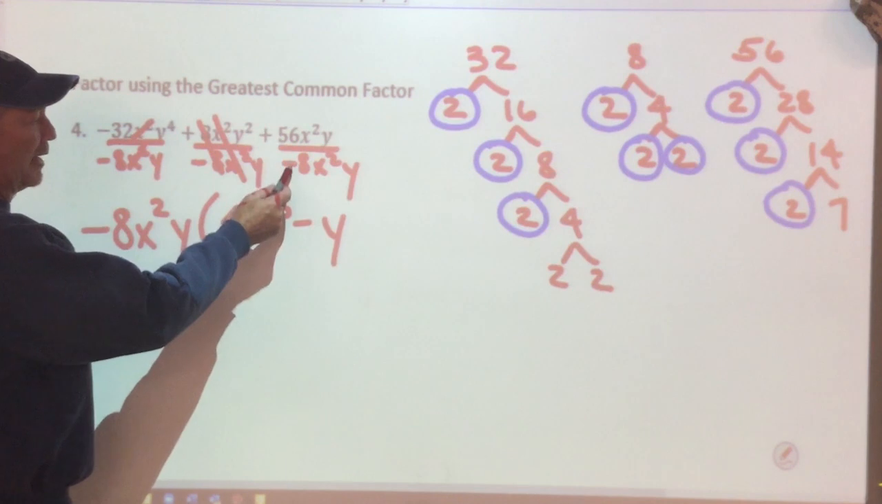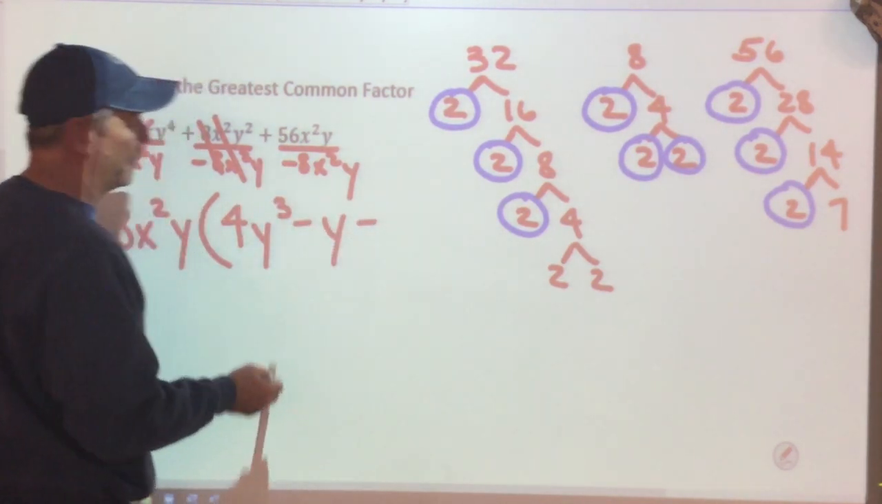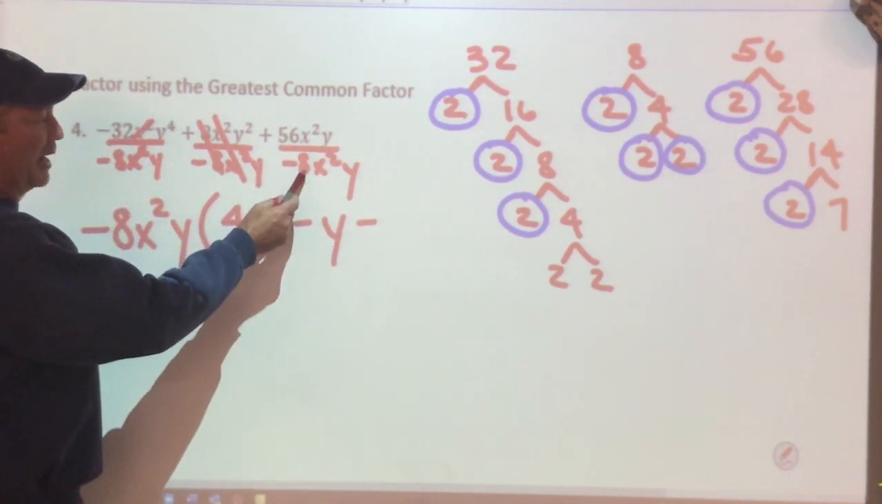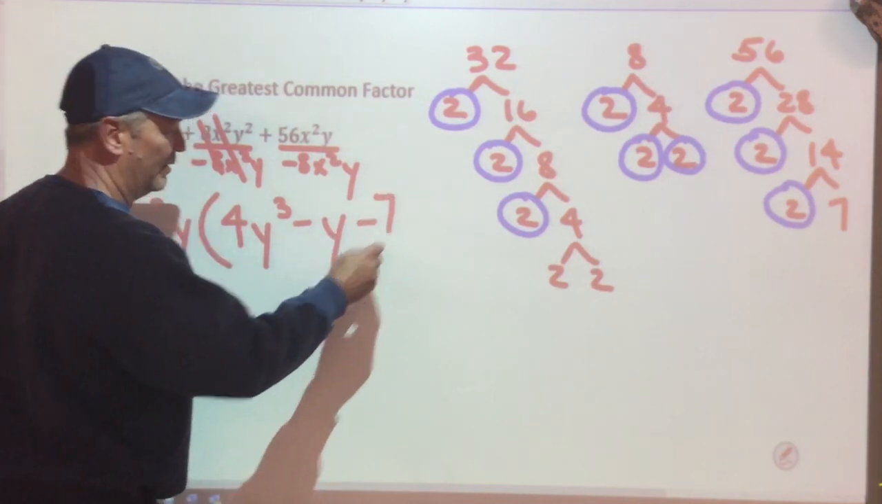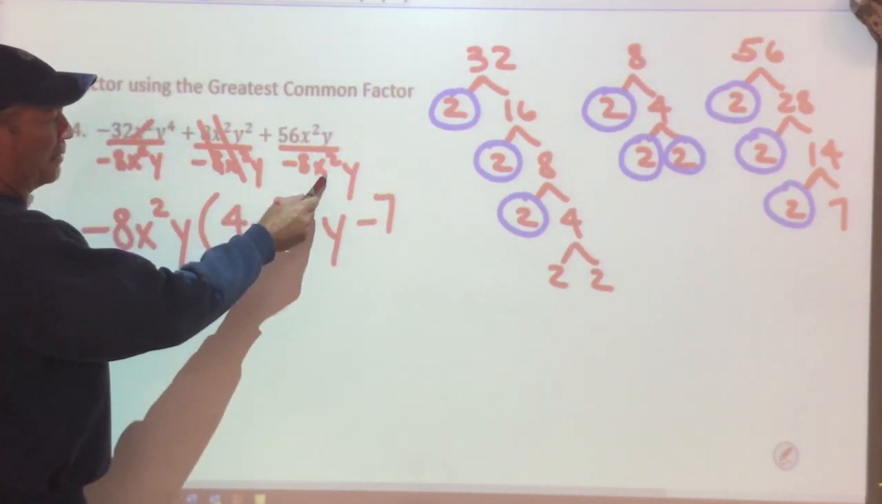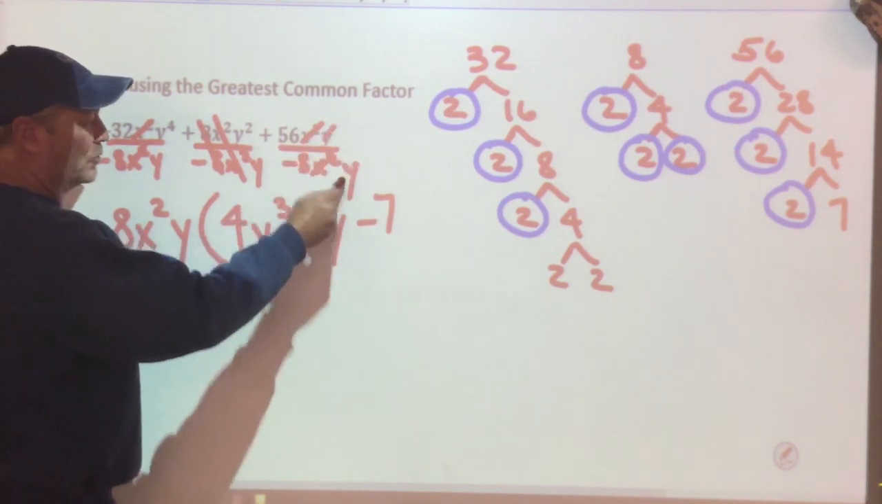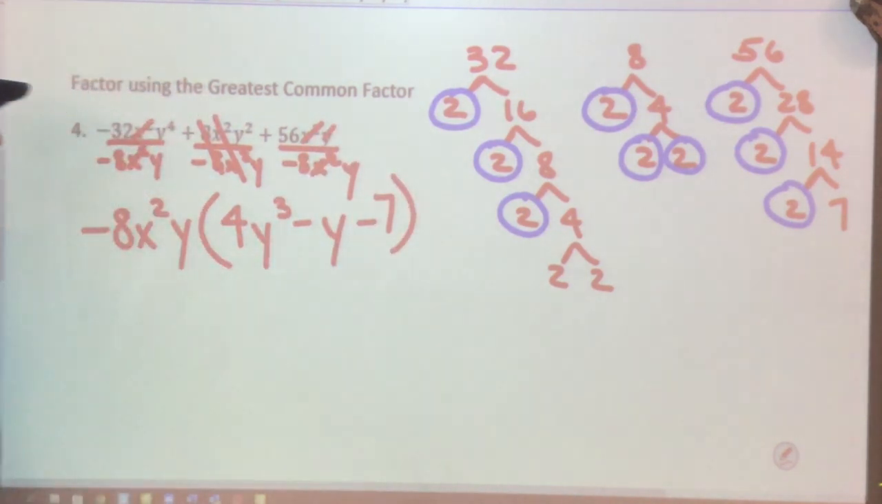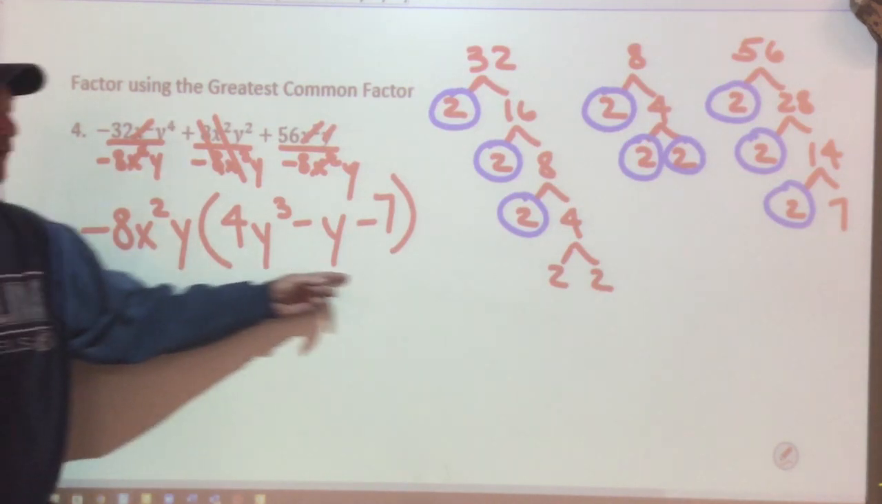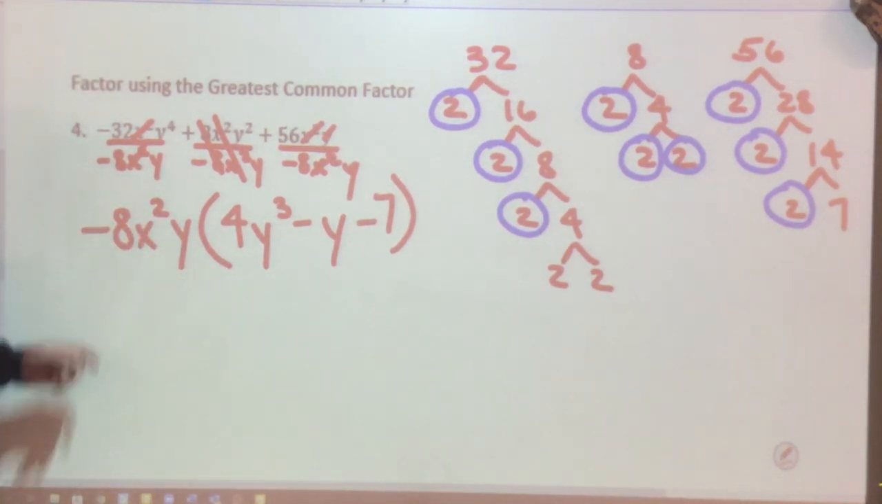A positive divided by a negative is a negative. 56 divided by 8 is 7. X squared divided by x squared cancels. Y divided by y cancels. So I can close my parentheses. Now I have factored using my greatest common factor.